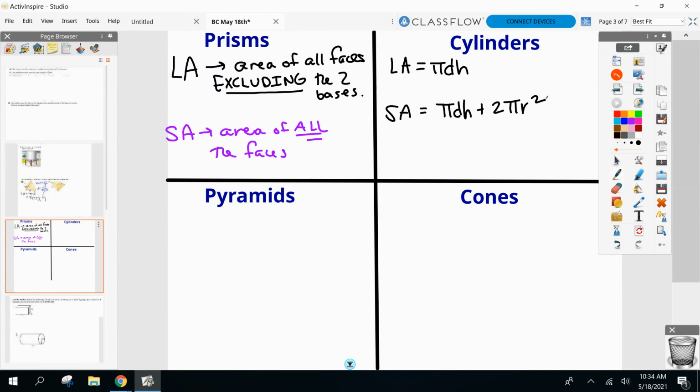Pyramid. Talk to me about a pyramid. Take off the base. What are all the figures left over? Triangles, right? All the time. I don't care what shape the base is in. The other faces are all triangles. So the lateral area is going to be the number of triangles you have times 1/2 bh.